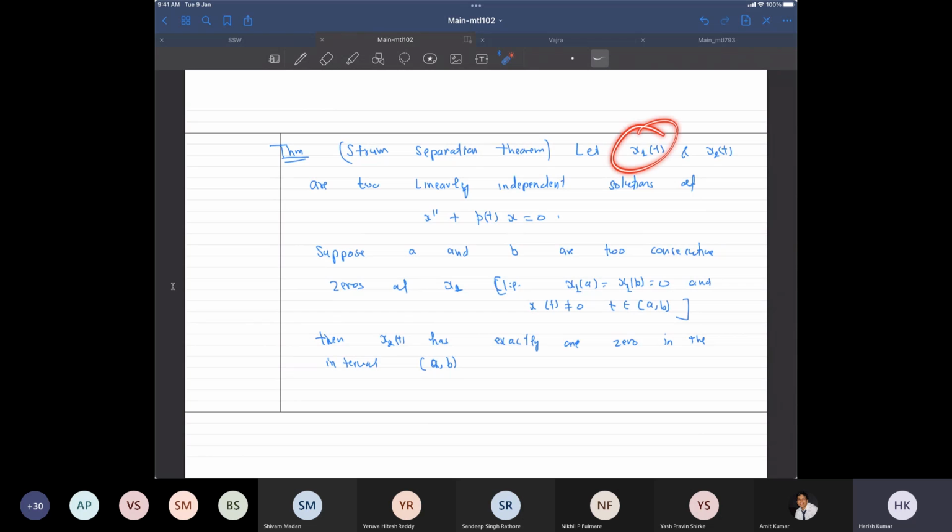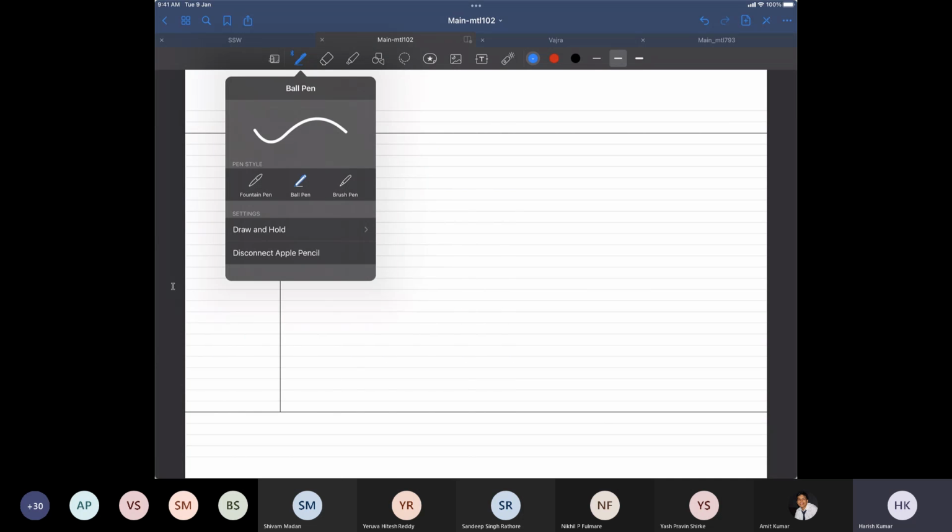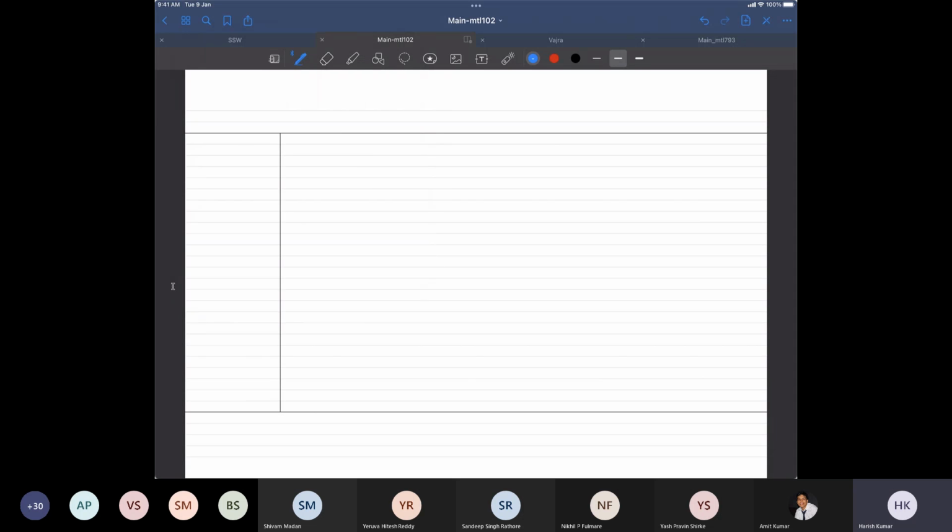So we take two linearly independent solutions. If one of them has two zeros, let's say at a and b, and there is of course no other zero in between, then x2 will have exactly one zero here. So what it says is that if x1 and x2 are linearly independent, if x1 vanishes at two points, then x2 also has to vanish. It cannot not vanish. It has to vanish between these two zeros. The implications of this result will be discussed later on. Let us look at the proof first.